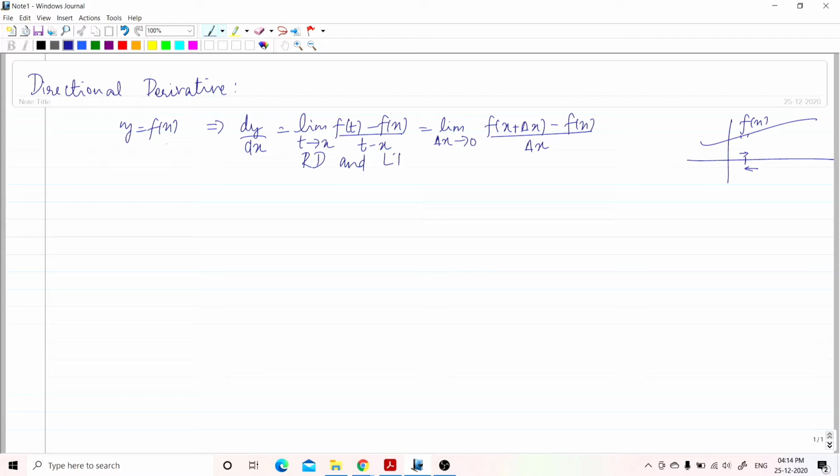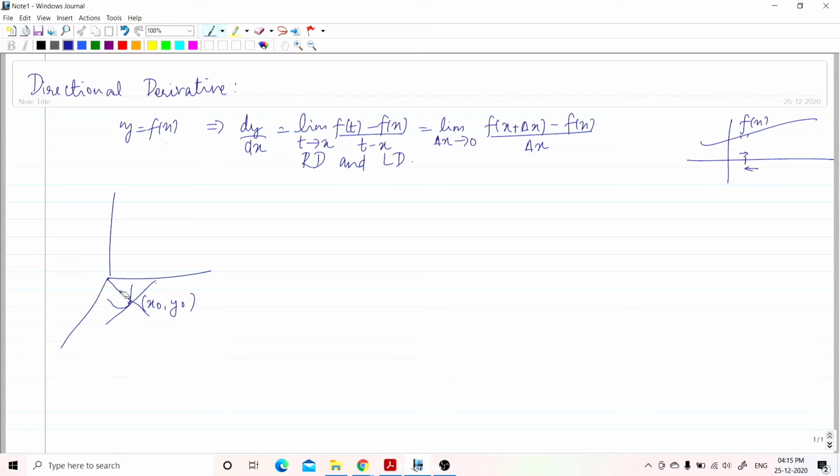and left derivative. But in the two-dimensional case, that is a function of two variables, we take some point in the xy plane. Let that point be called x0, y0. In order to approach this point, we may travel through this line, or we may travel through some parabola like this. There are infinite number of ways in which we can approach this point. So in what way we are approaching is very important. If we say we are approaching this way, it has some direction.